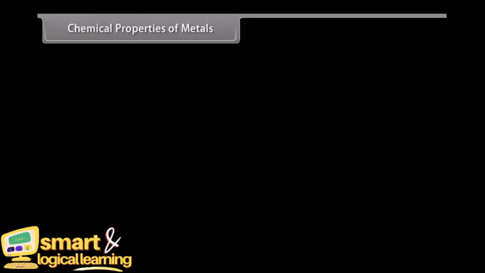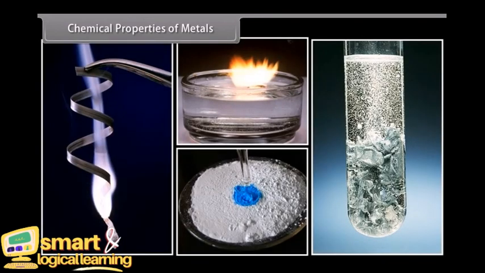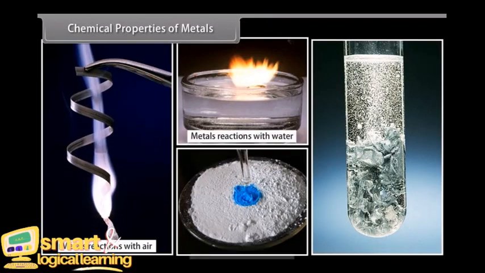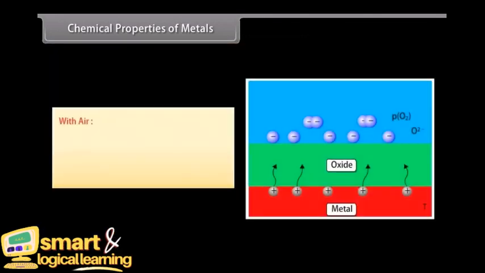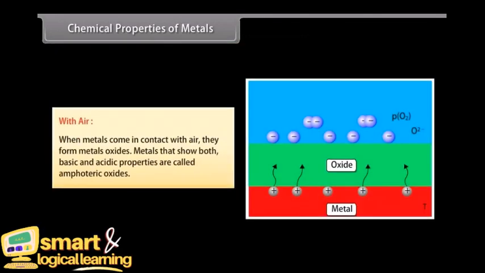Chemical properties of metals. Let us look at some chemical properties of metals. These properties include reactions of metals with other elements, that is, air, water, acids, and other metal salts. With air. When metals come in contact with air, they form metal oxides.